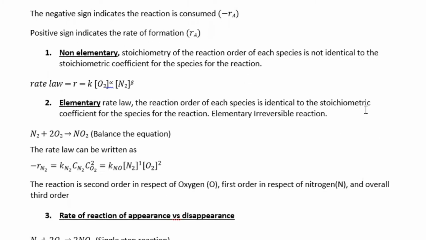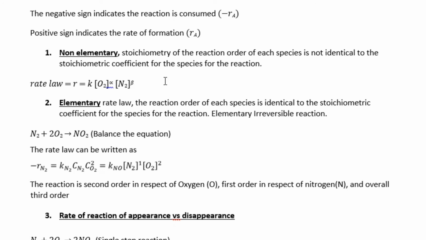What is a non-elementary rate law? The reaction order of each species is not identical to the stoichiometric coefficient of the species in the reaction. Hence, we need to calculate the unknowns, which are the powers. In this case, our alpha and the beta.